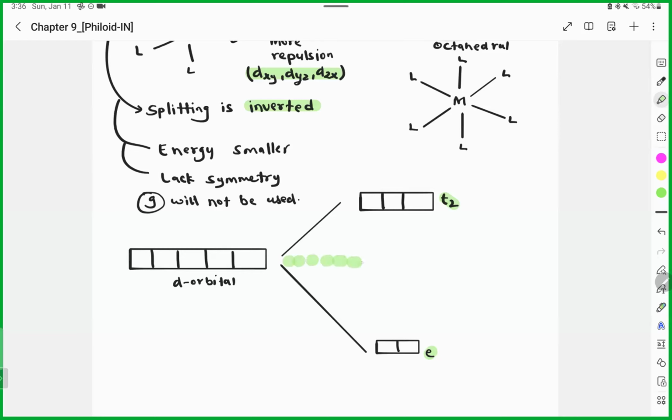Okay, this is very simple. The energy gap between these two will be known as the crystal field splitting for the tetrahedral, delta t. Here, this energy will be 2 by 5 of the total energy, and this will be 3 by 5 of the total energy. Ask me your doubt.